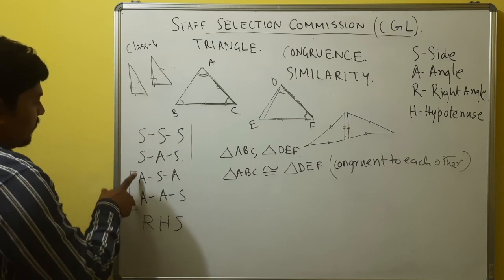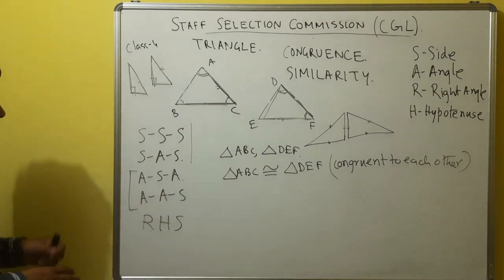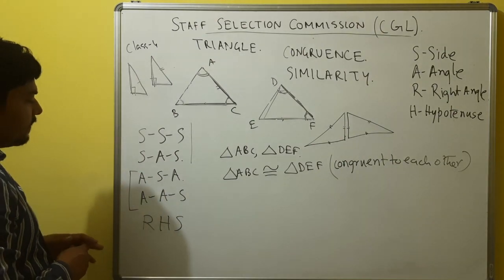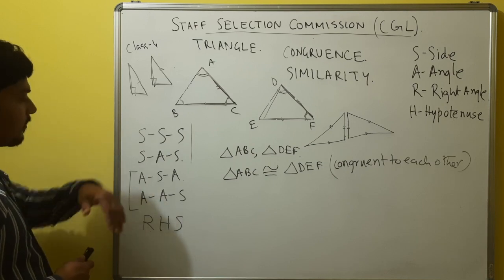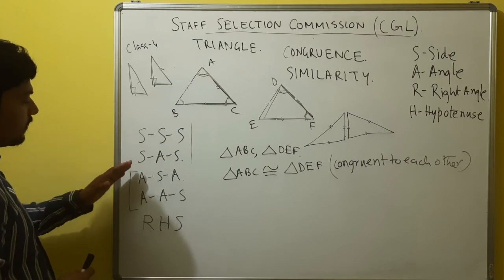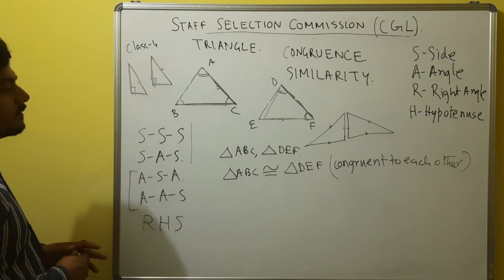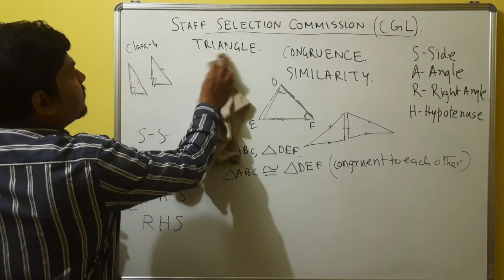This position matters. But this is the case of ASA, angle side angle. It means any two angles and one side, if they match with another triangle's two angles and one side, the order must match. This is important. Then they form triangles which are congruent to each other. It means they are equal in all respects. So you got the clarity, right? We are going to use more things on it, but for now, just let it be.